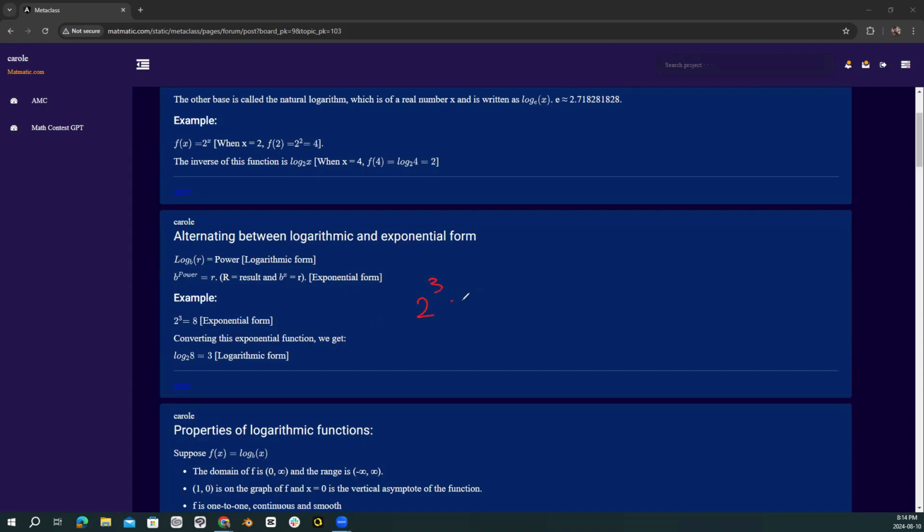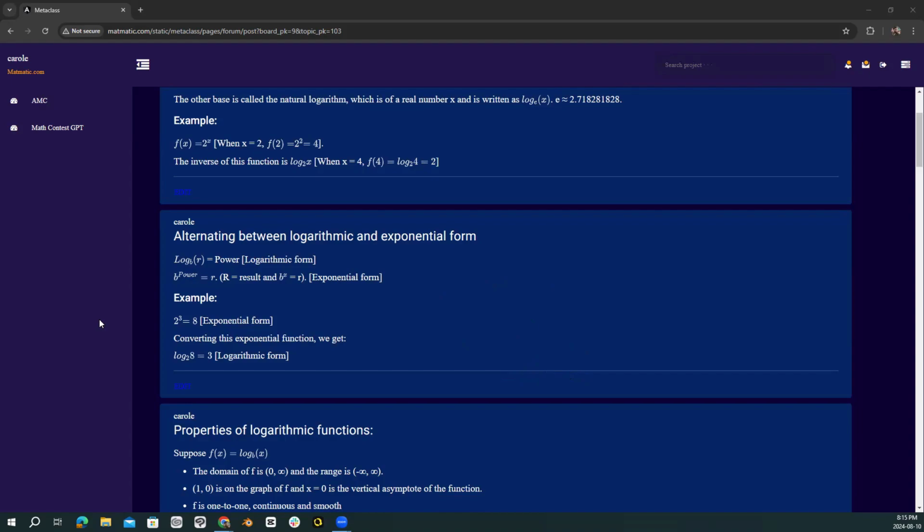We just have a little example here. For example, 2 to the power of 3, which is 8. This is exponential form. So converting this to logarithmic form, we get log base 2 of 8, which is equal to 3. So as you can see, the power here is moved here. So logarithmic functions are usually about finding the power. Basically, that's what a logarithmic function is about.